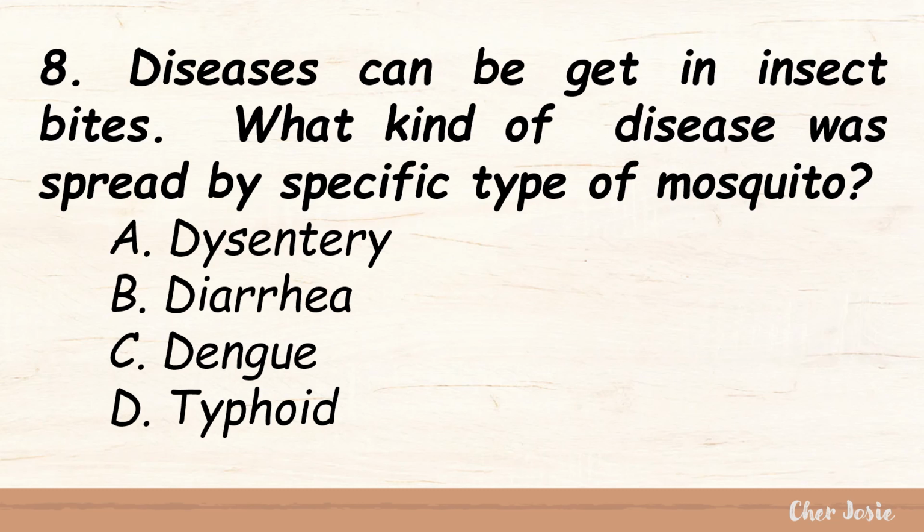Number 8. Diseases can be gotten from insect bites. What kind of disease is spread by a specific type of mosquito? A. Dysentery. B. Diarrhea. C. Dengue. D. Typhoid. Go. Ball pens up. The correct answer is letter C.